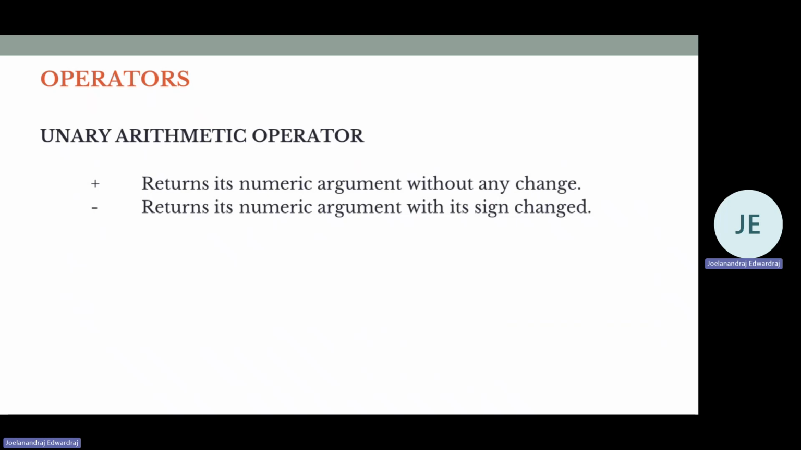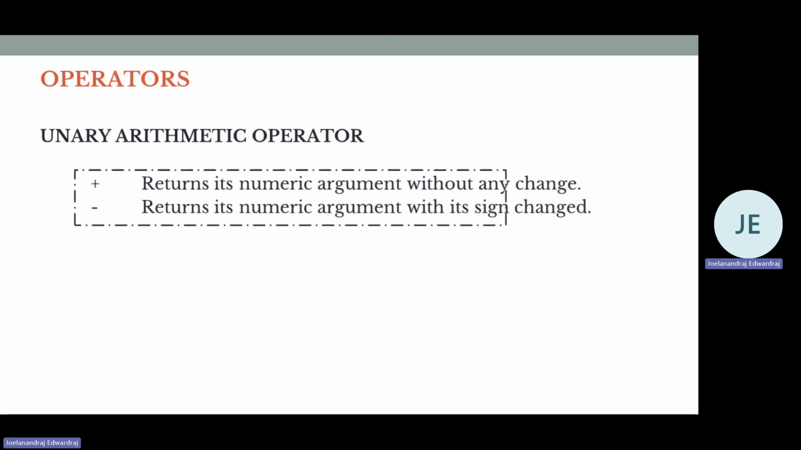Finally, we have unary arithmetic that we have seen in the beginning itself. Plus and minus, they are unary operators. They take only one value. They indicate the value is either a positive value or a negative value. Okay.